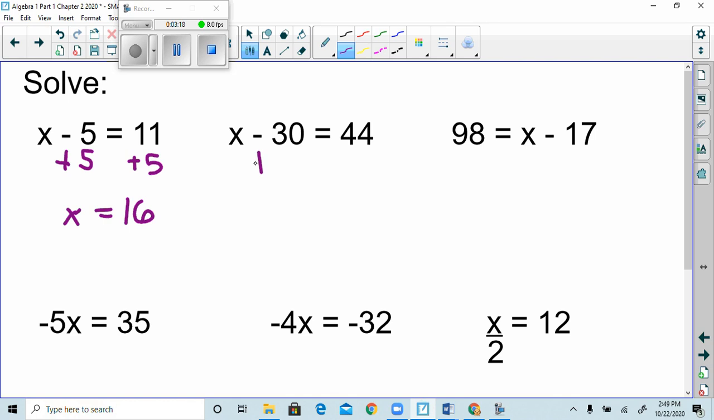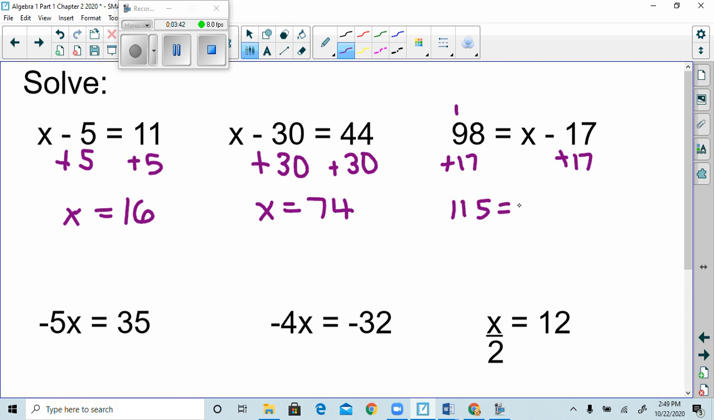Second one, I see another subtraction, so I will add. Some of them are just that simple. And I get x is equal to 74. Once again, this one has my variable on the right. I'm going to add 17 to both sides. Want to be careful with my addition. 8 plus 7 is 15. That's 9, 10, 11. I get 115 is equal to x. Interchange, x is equal to 115. Why? Because I'm solving for x. I want x to be the first thing that I say as I write the solution.